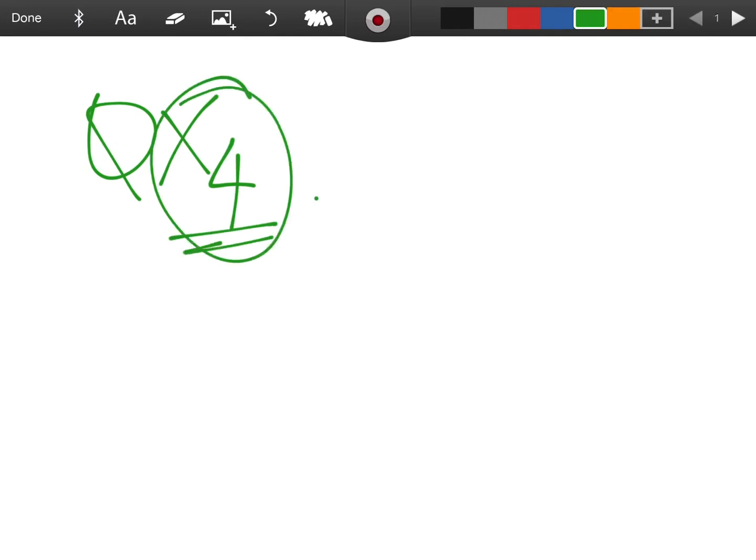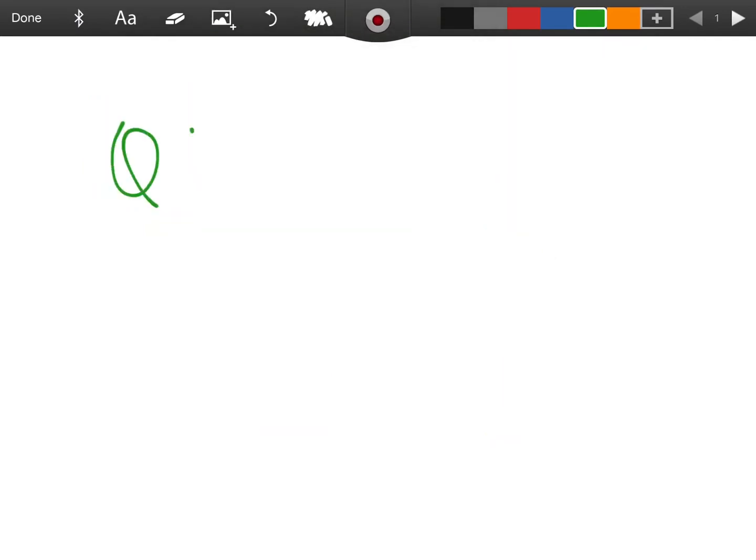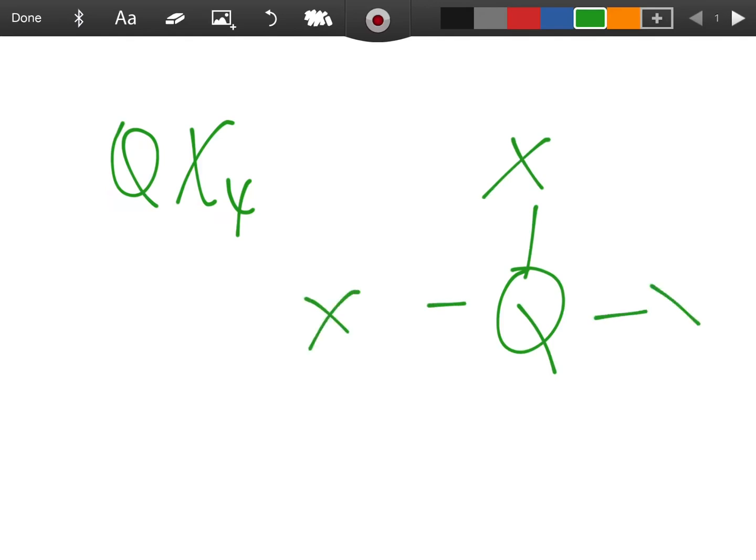And then finally, QX for possible shapes. Well, 4 bond pairs, because you can see the 4 there next to the X. So you're going to say tetrahedral. Sorry, I didn't draw that very well. So for QX4, 1, 2, 3, 4, tetrahedral is your possible shape, and the bond angle is 109.5.